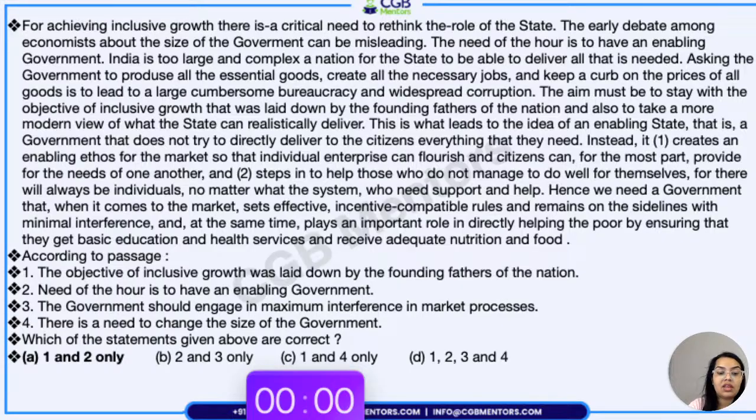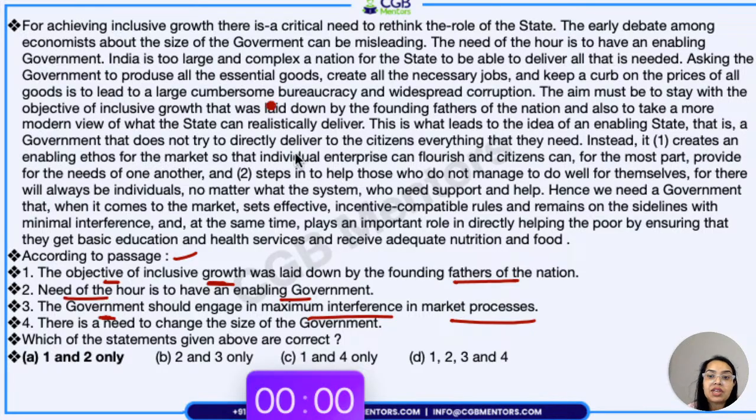Okay, the answer to this one is first and the second one. Now, this is a question where you simply have to match the information from the passage with the options. According to the passage, which of the statements given are correct? The first option says the objective of inclusive growth was laid down by the founding fathers of the nation. The second says the need of the hour is to have an enabling government. The third says government should engage in maximum interference in the market process. Highlight the important words in your mind.